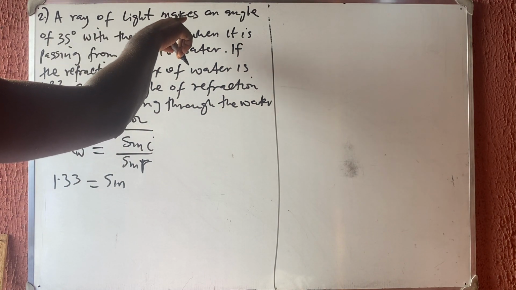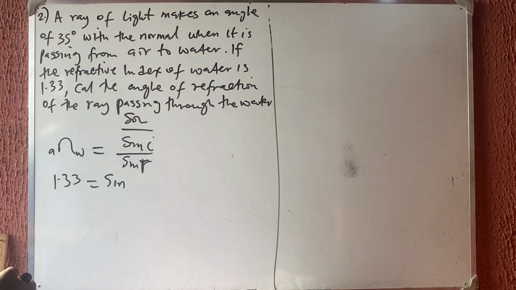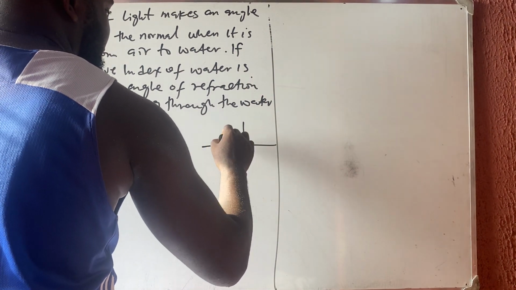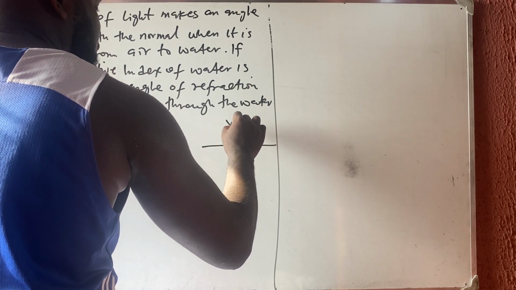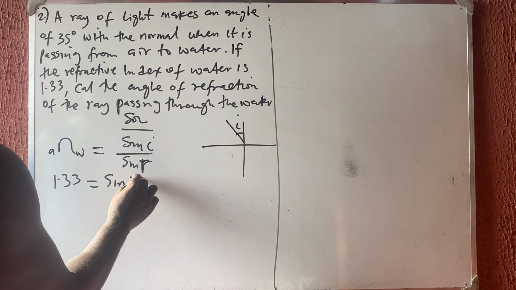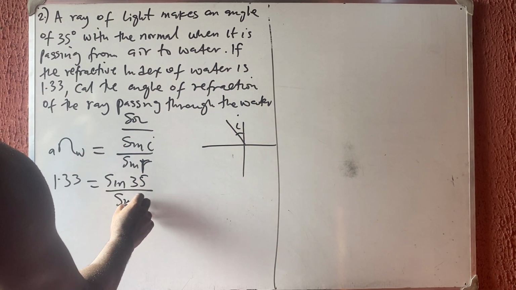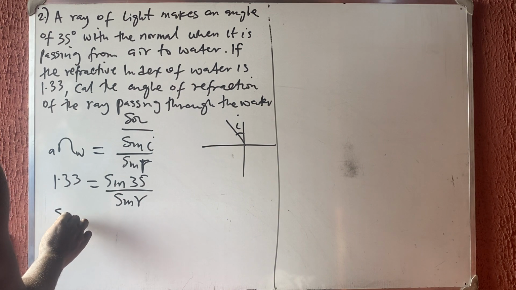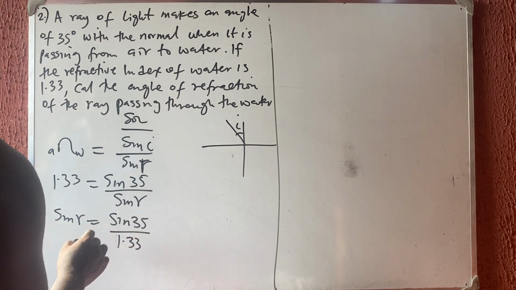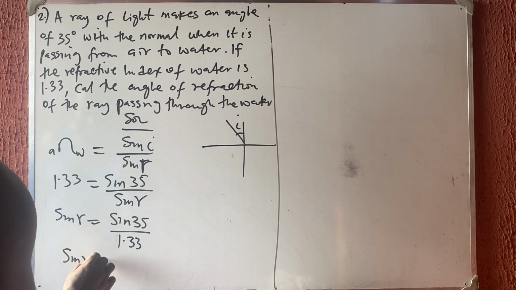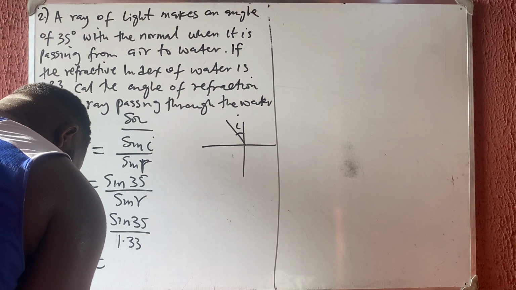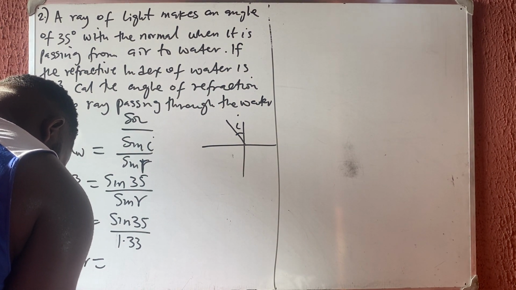A ray of light makes an angle of 35 degrees with the normal. So it makes an angle of 35 degrees with the normal. So any angle made with the normal is what? Your incident angle. So they gave me the incident angle as 35 all over sine R. Okay? So therefore, my sine R will now be sine 35 over 1.33. So my sine R is equal to sine 35 divided by 1.33.